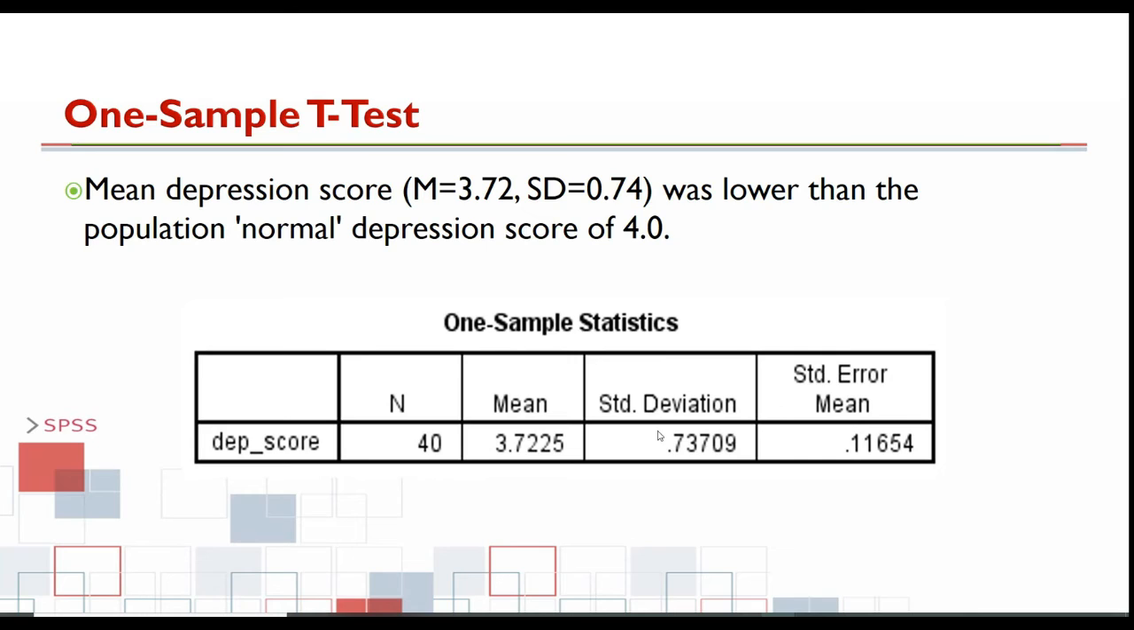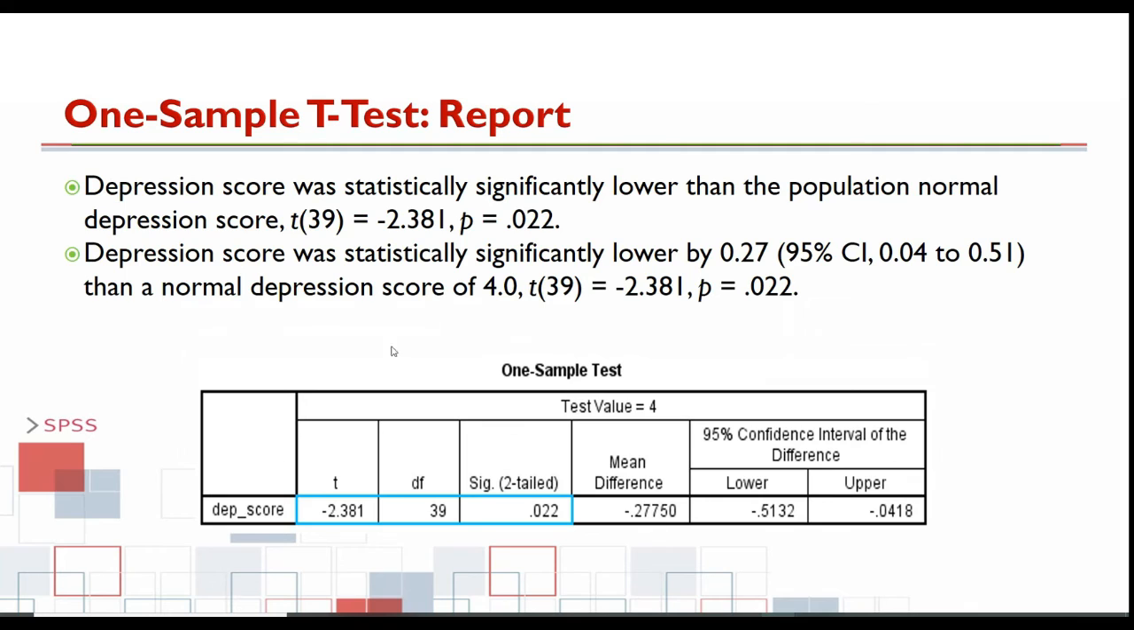The first table is one sample statistics. This shows that mean depression score is 3.7. Your standard deviation value is 0.74, was lower than the population normal depression score of 4, because your mean is 3.7, which is less than 4, right? Is lower. So the next table shows one sample test, which is more important than that. That one is also important, but it's just descriptive. But this one shows the significant value, the significant level.